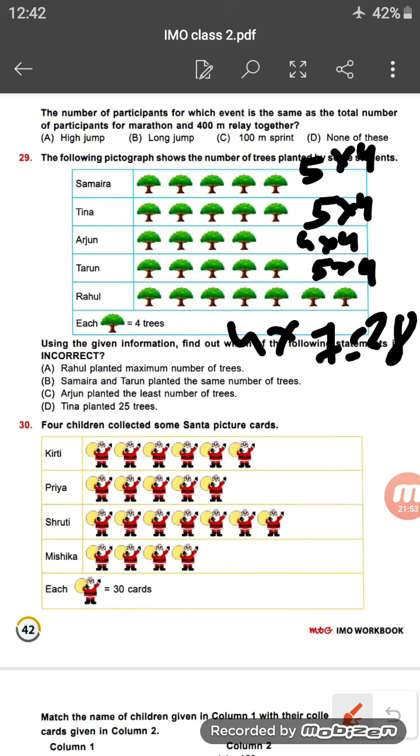So who has planted the maximum number of plants? The answer is Rahul. We understand that. Samaira, Tina and Tarun planted the same number of trees, that is 20. And Arjun planted the least number of trees, that is 16. So option D is incorrect. It is written that Tina planted 25 trees, but we know that Tina planted only 20. So option D is incorrect.